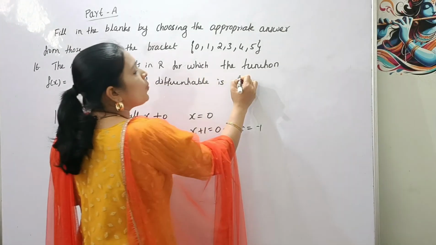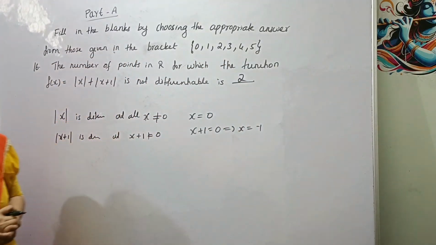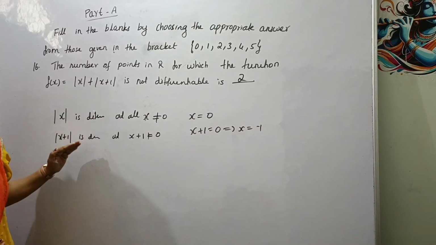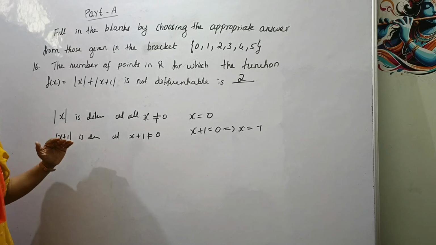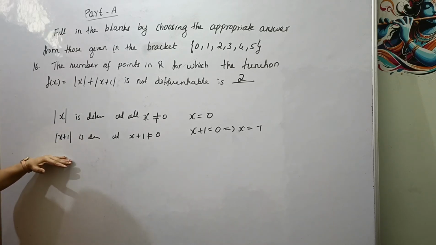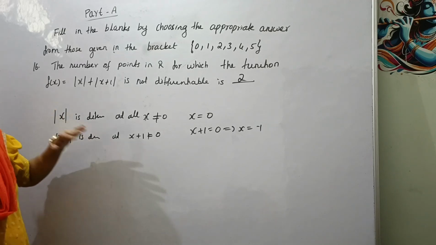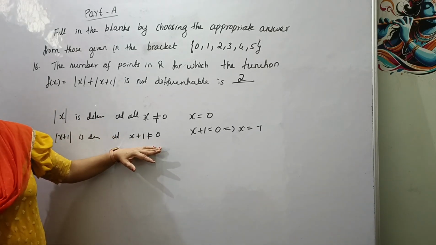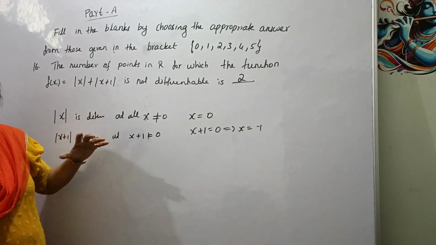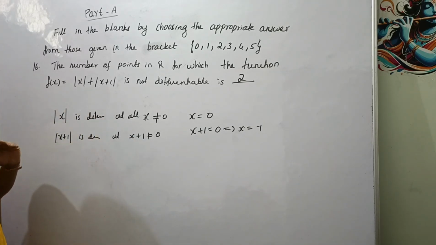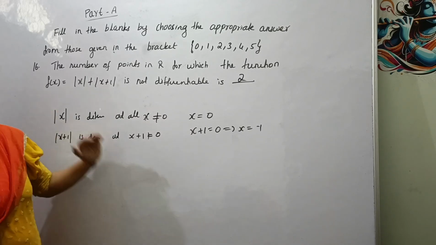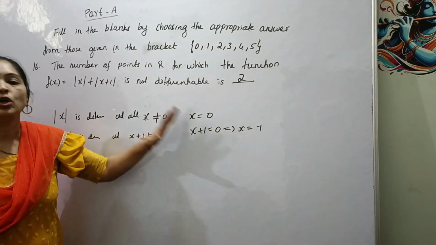That is 2 points. Because, and note it down, modulus x is differentiable at all the points except x is equal to 0. Similarly, modulus x plus 1 is differentiable at all the points except x plus 1 is equal to 0, that means x is equal to minus 1. So here modulus x is not differentiable at x is equal to 0 and modulus x plus 1 is not differentiable at x is equal to minus 1. There are 2 points.